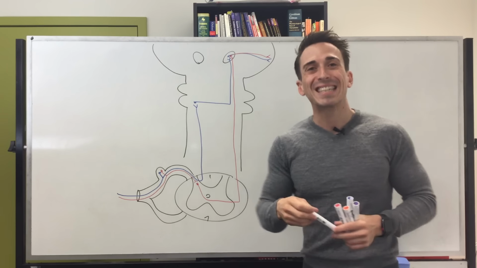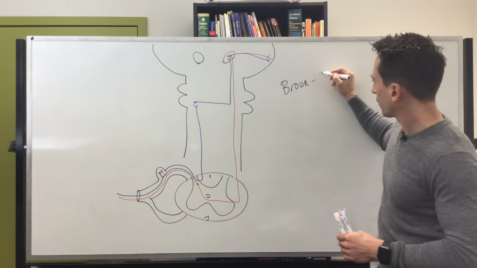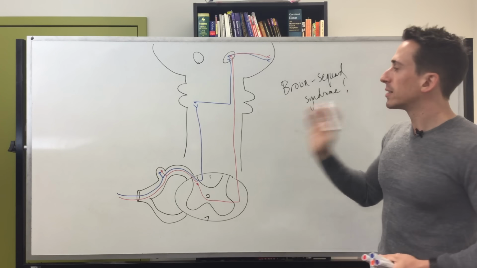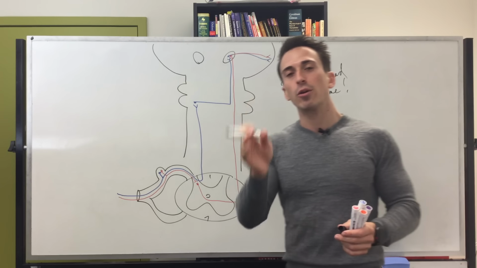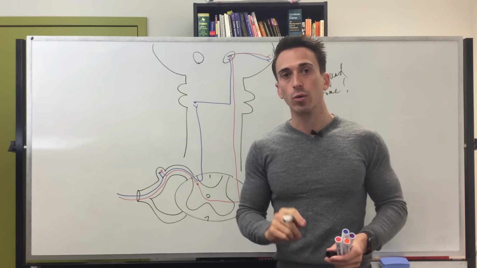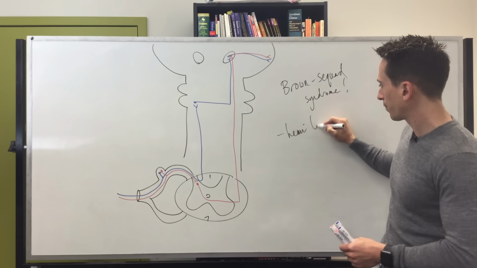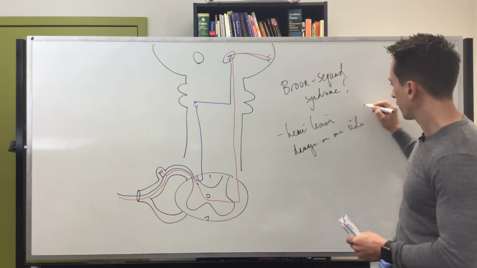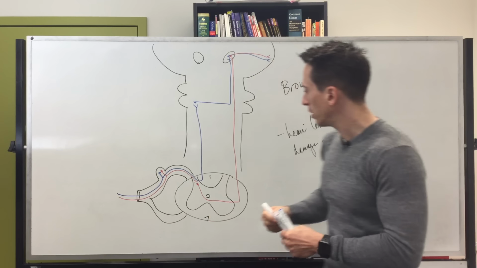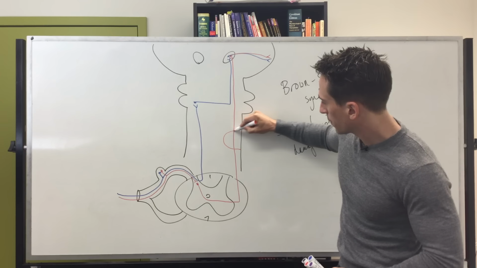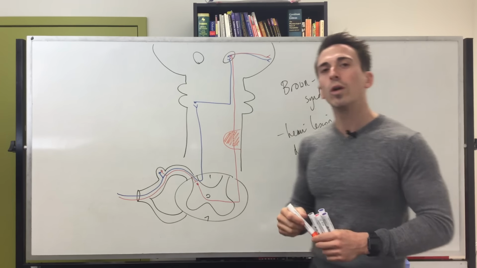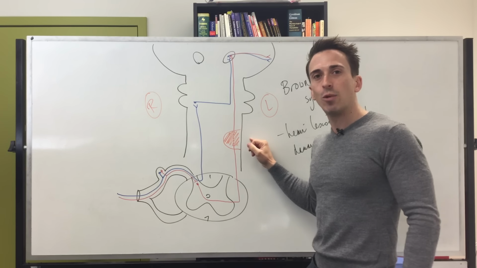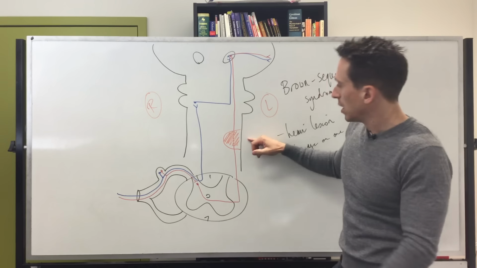Now, there is something called Brown-Sequard syndrome. Some people may be in a car accident, for example, and they may experience damage to the spinal cord, but only one side of the spinal cord. This is called a hemilesion, which is damage on one side. So let's just say this is the left side, this is the right side. Let's say somebody experienced a hemilesion, somewhere at the thoracic 5 level, on the left-hand side.